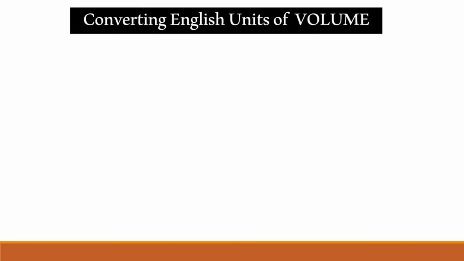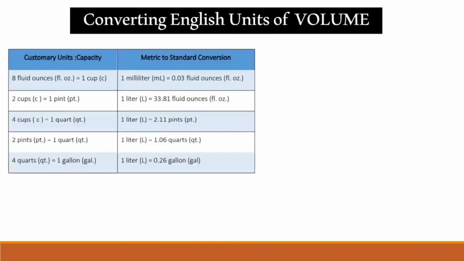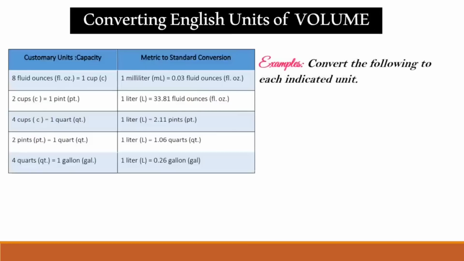This time we are going to convert English units of volume. In our table, you can see there some of the common measures or conversions that we use for capacity or volume. And we proceed right away with the examples. For example A, we are going to convert 80 quarts to gallon. And the conversion that we will use is this.